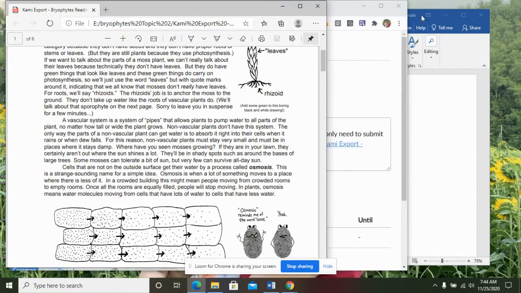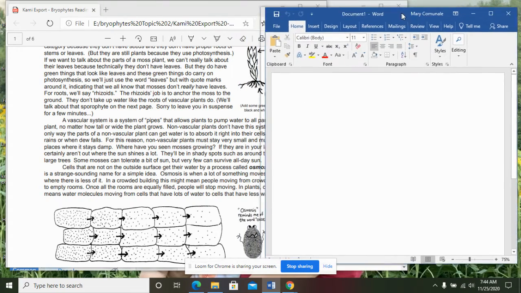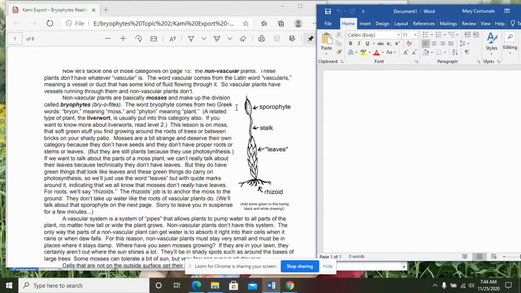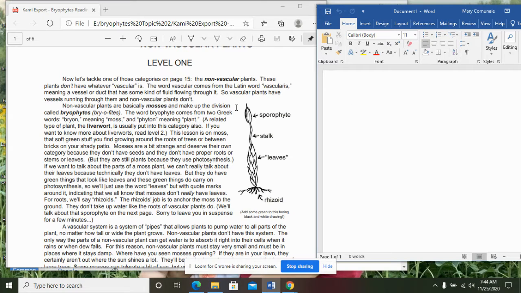Let me pull this over here. I just have a blank Word document up so that I can write down the answers. And the first question is, when a sperm fertilizes an egg, the result is a blank. So you would want to read through this whole thing here, starting at level 1. And they do kind of go in order, kind of.